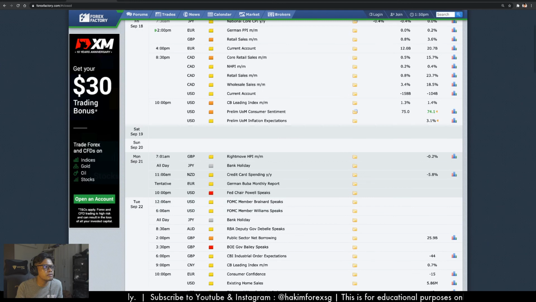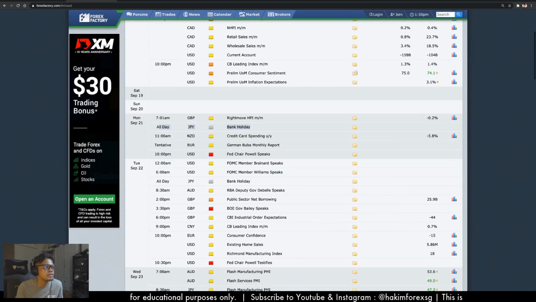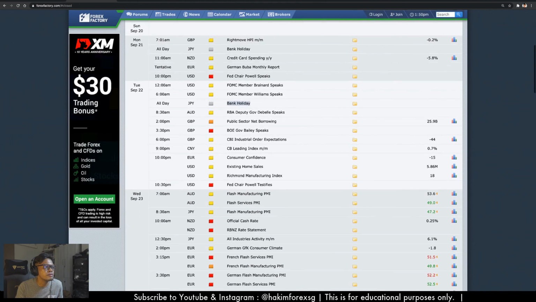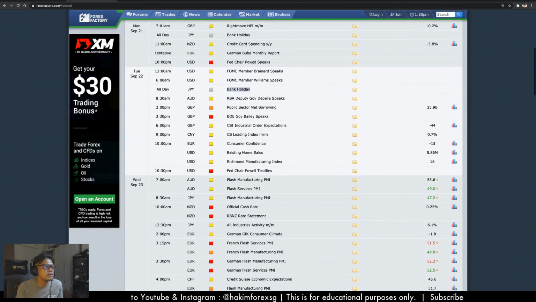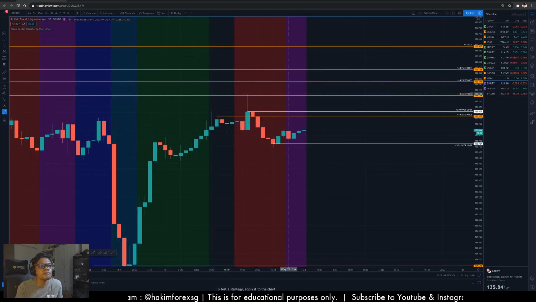Saturday, Sunday, Monday next week is a bank holiday for Japan, may not have movement. So next Monday there's a bank holiday in Japan, there might be no volume, so trade wisely. Tuesday also there's a bank holiday for Japan. Okay, so that's basically the outlook for GBPJPY on Friday.